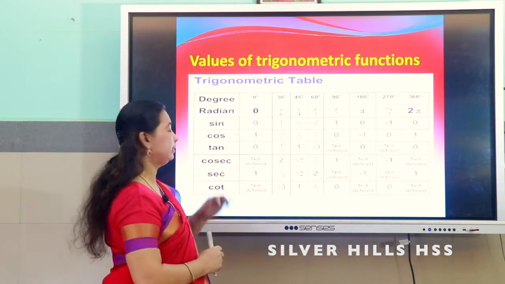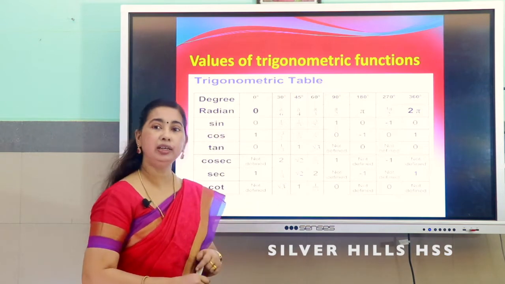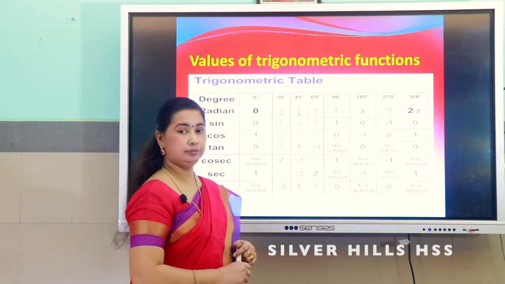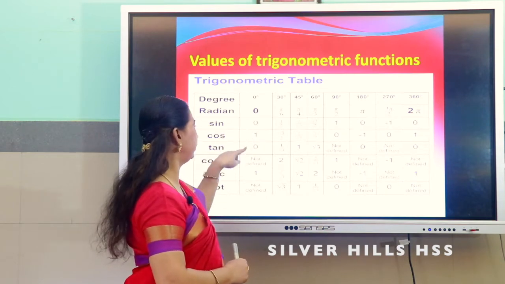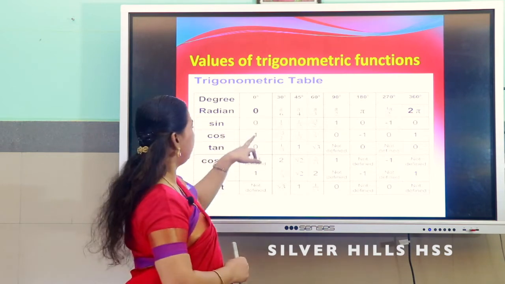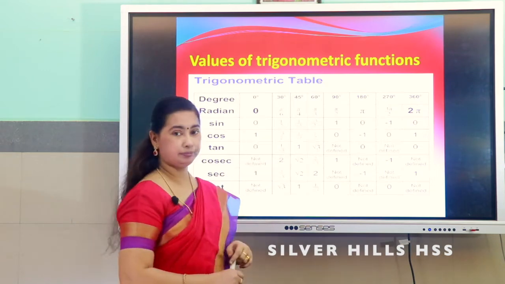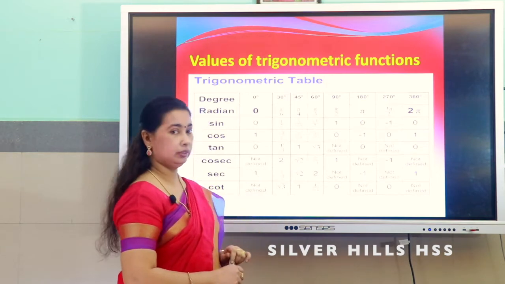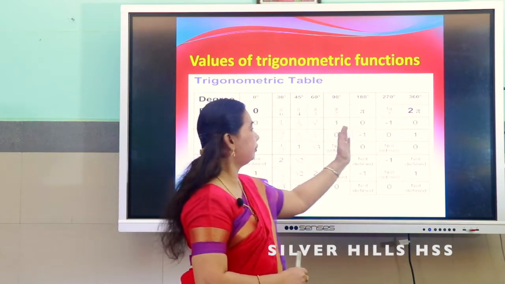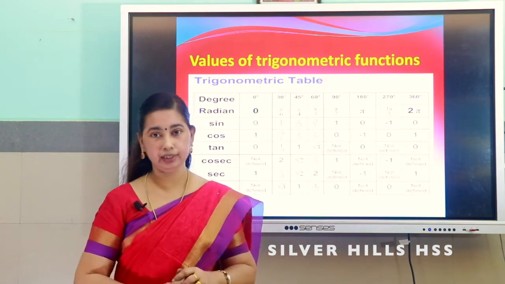Now, how will you get tan values? If we divide sine by cos, we get tan. That is, sine 0 by cos 0, which is 0 by 1, is 0. In the same way, 1 by 2 divided by root 3 by 2 is 1 by root 3. In the same way, 1 by root 2 divided by 1 by root 2 is 1. So, similarly we can find out the other values by dividing sine by cos to get tan.